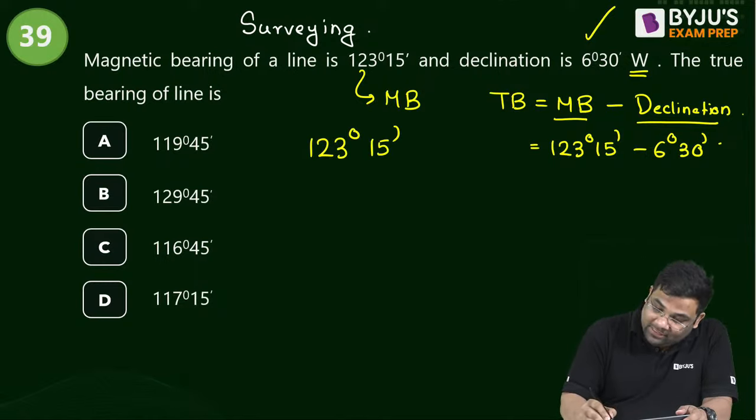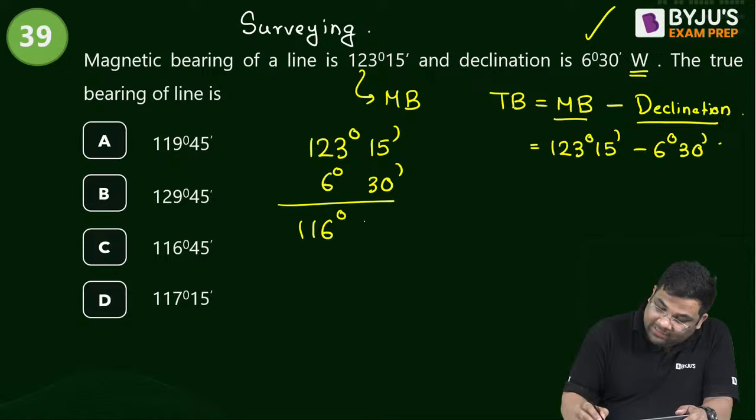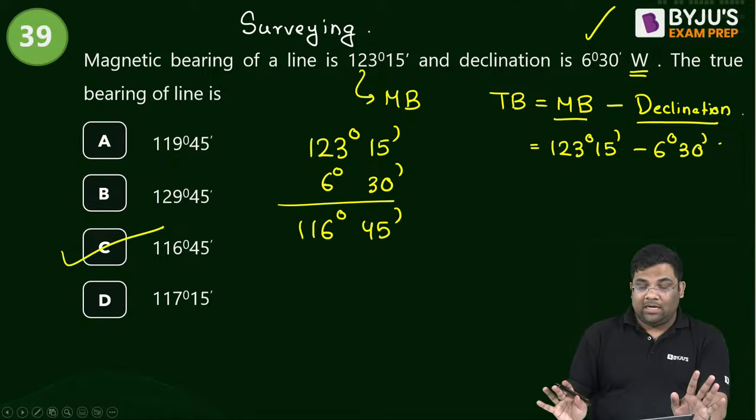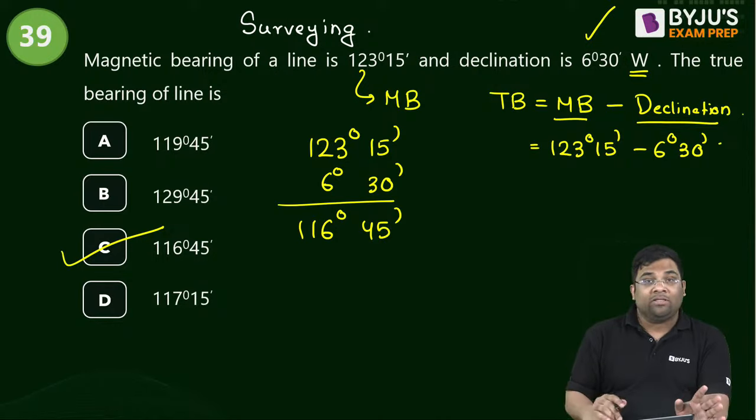123 degrees 15 minutes, then 6 degrees 30 minutes, right? Subtract, how much am I getting? 116 degrees 45 minutes. Understood, everyone? Okay, how did we subtract?